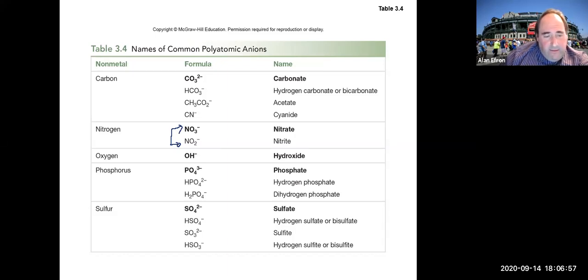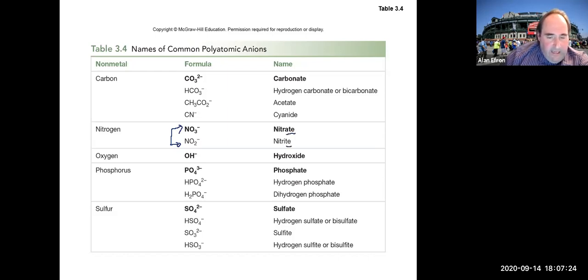You do need to kind of memorize this table, and I think there will be one up on Canvas as well. So you'll definitely need to know these tables, and it'll say specifically which ones you need to know for sure. But you probably need to know these. Yeah, this will be on exam 1. So this is nitrate and nitrite, and that is ATE and ITE.